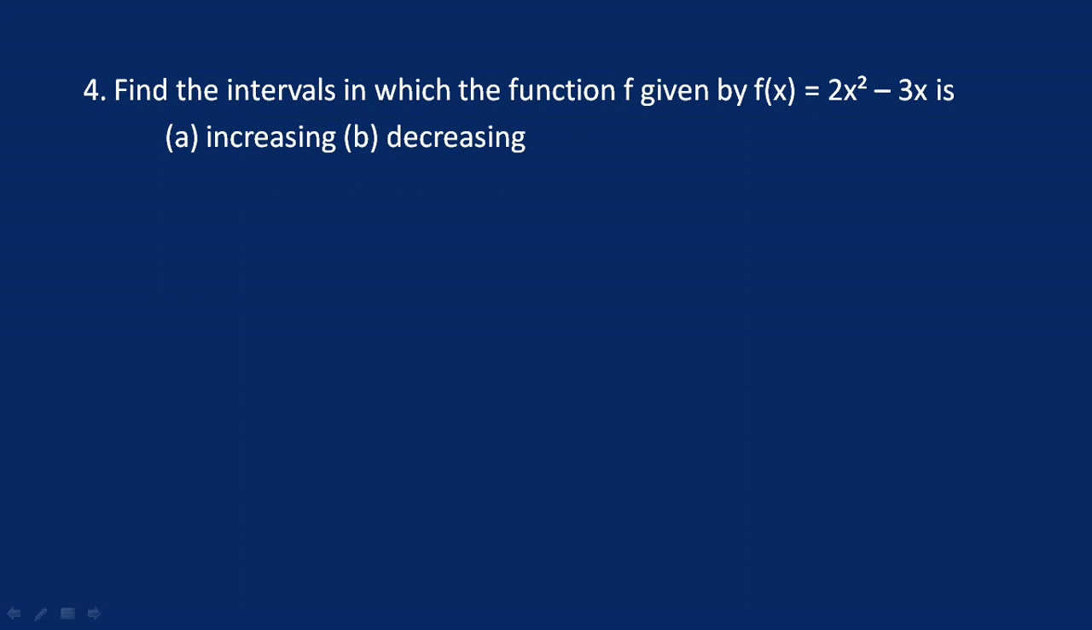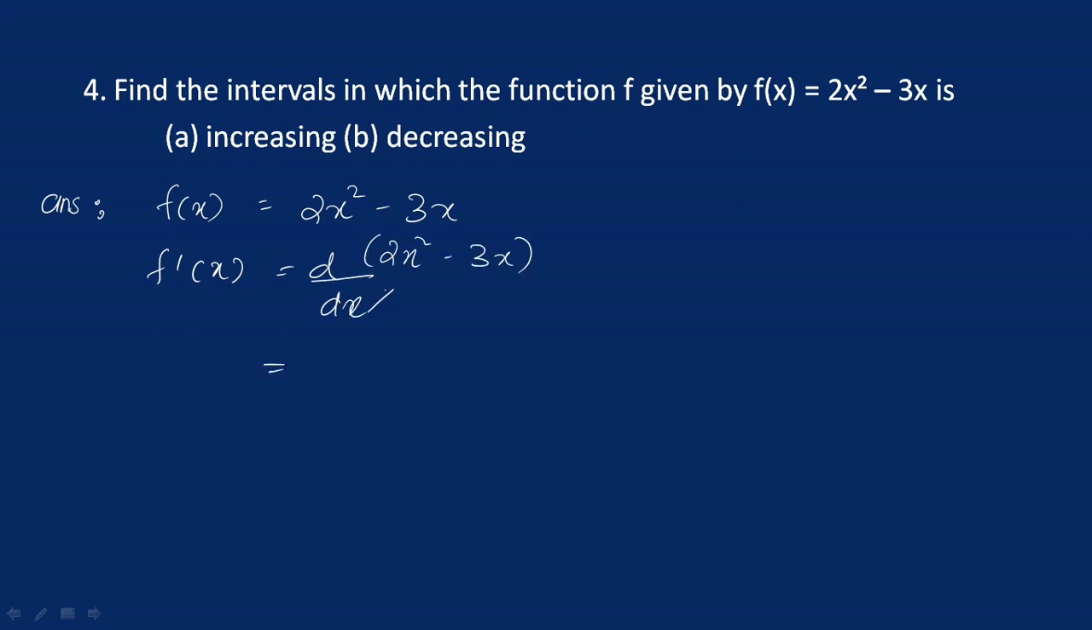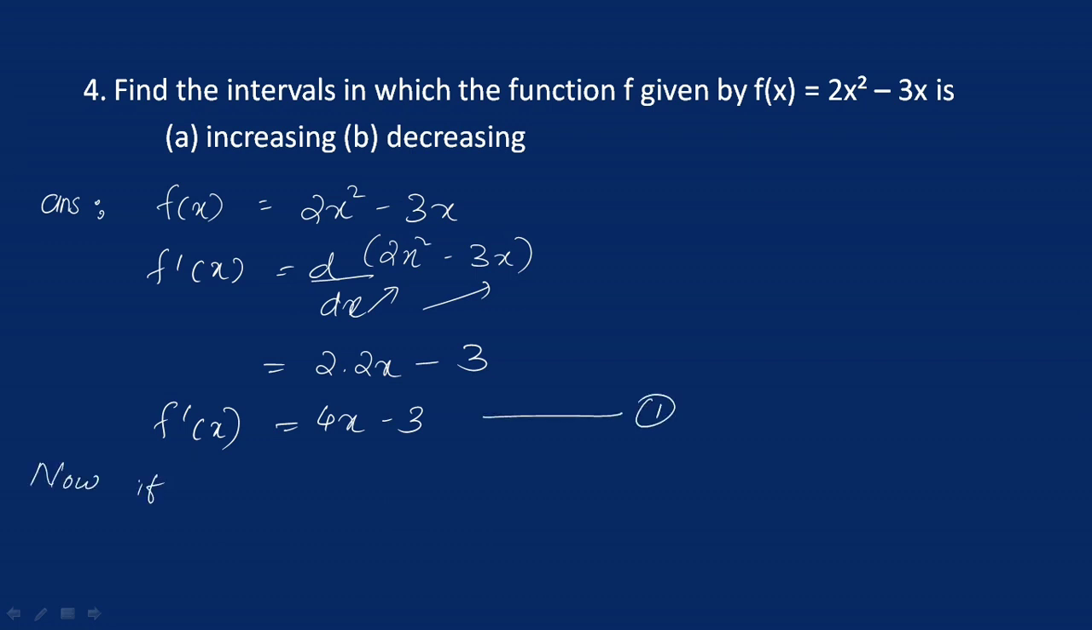Fourth question. Find the intervals in which the function f given by f of x is equal to 2x square minus 3x is (a) increasing, (b) decreasing. So we have f of x is equal to 2x square minus 3x. So what is f dash of x? That is d by dx of 2x square minus 3x, that is 2 into 2x, minus d by dx of 3x, that is minus 3. So f dash of x is equal to 4x minus 3. Let it be equation number 1.